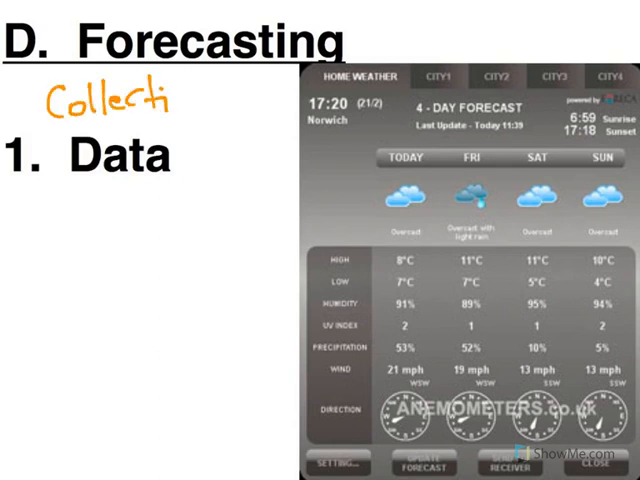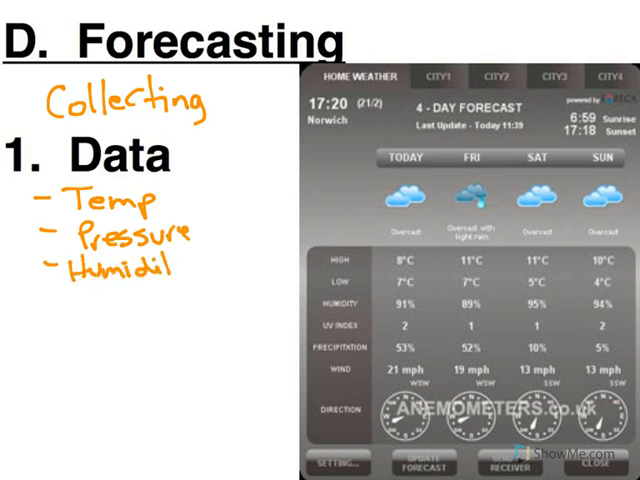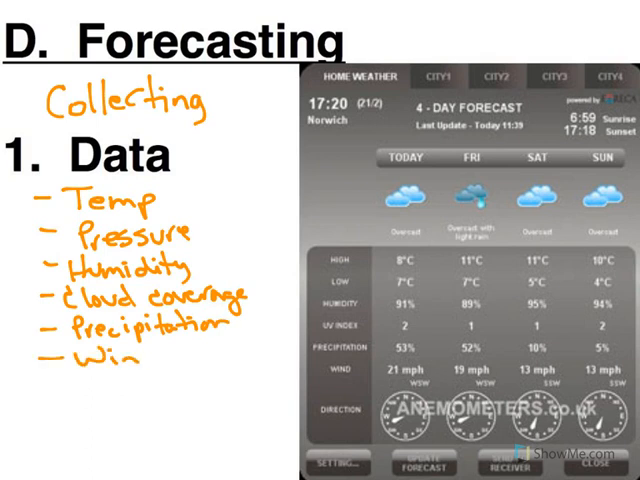So here they're looking at, over the course of however many years they've been collecting data, things like temperature, pressure, humidity, cloud coverage, precipitation, wind. All of these things are collected.